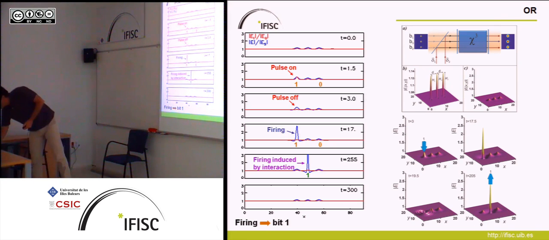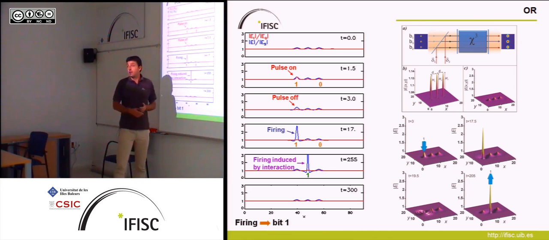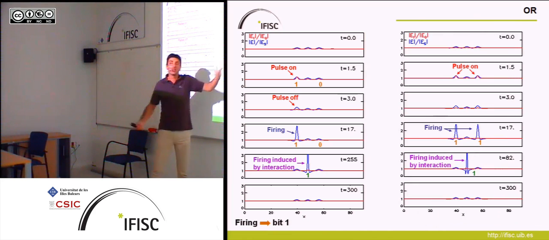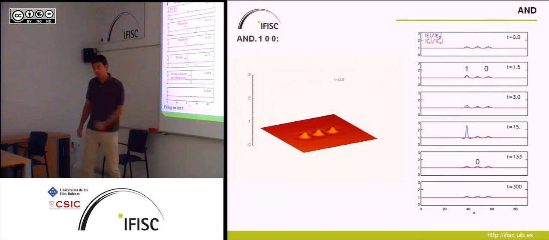If you have two ones, do they annihilate each other? No, you get the same thing. The two fire, and the two make this one fire. That's it. So it's an OR gate. This is the two ones: you have two ones and the middle one fires.